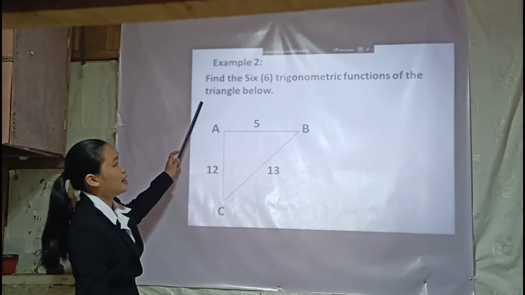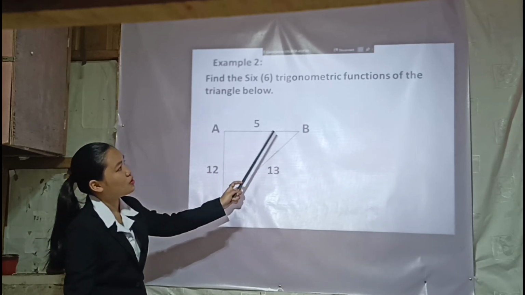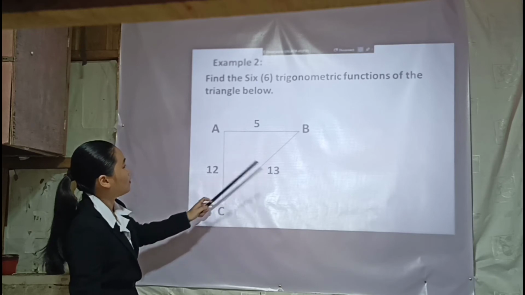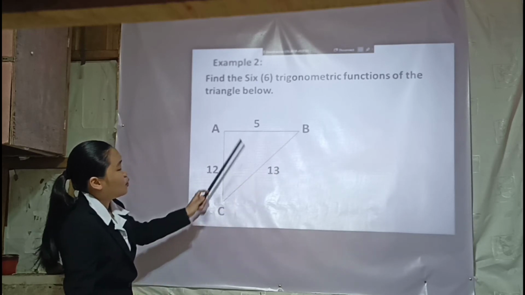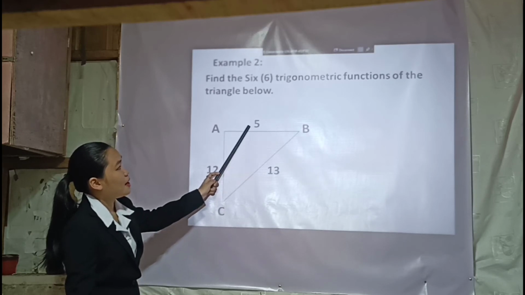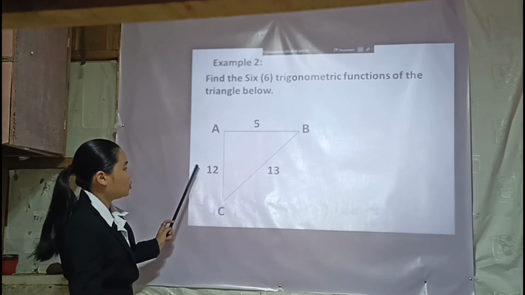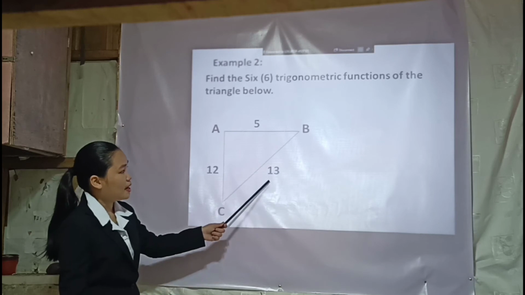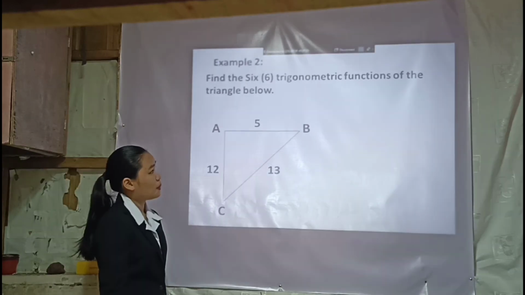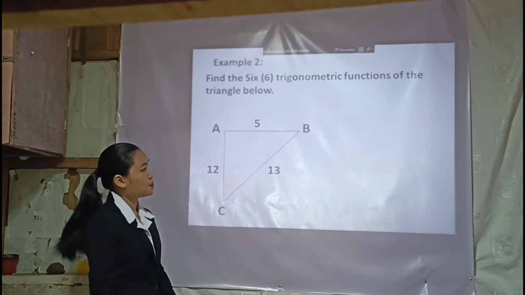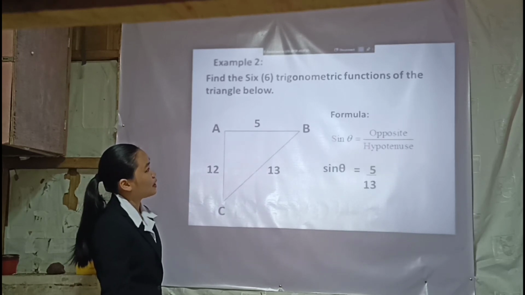Next, example 2. Find the 6 trigonometric functions of the right triangle ABC, which measures 5 for the opposite, 12 for the adjacent, and 13 for the hypotenuse. So, let's proceed to the formula.